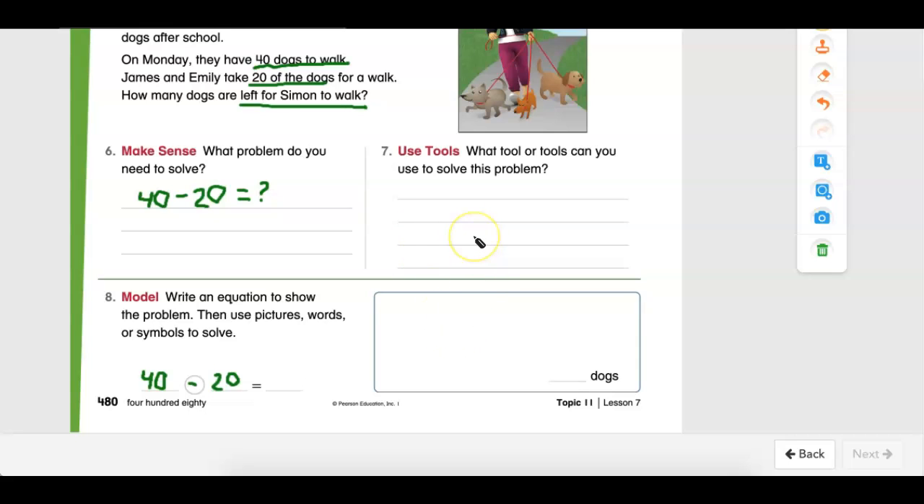If on number 7 you said you would use a 100 chart to help you solve, use a 100 chart and show your work below to find your answer. If you said you would use an open number line to help you solve, use an open number line to help you solve for number 8. Then write your answers in the blank to tell how many dogs Simon would have to walk.